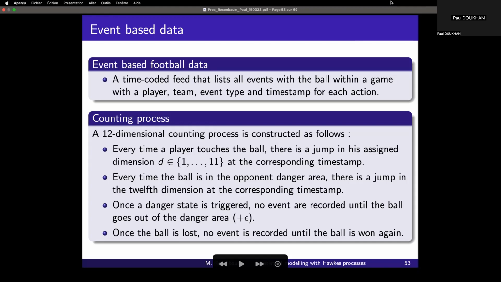So we take this football data. Each time the guy has the ball, we record the points. And actually, we are going to add 1 dimension, and we call it danger. And what is the danger? It's when the guy has the ball in the penalty box. So when the guy has the ball in the penalty box, we call that danger. And we want to see basically who is exciting danger.